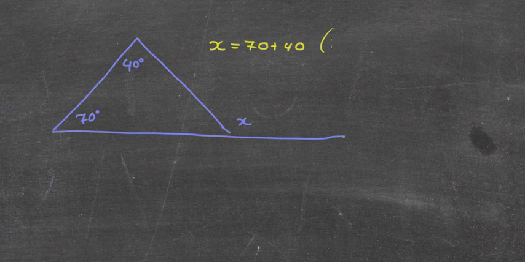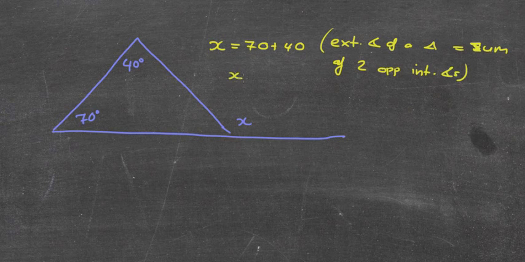Okay, my reason: the exterior angle of a triangle is equal to the sum of the two opposite interior angles. Therefore, x equals 110. So that's quite a mouthful. See, what would you do if you forgot that?